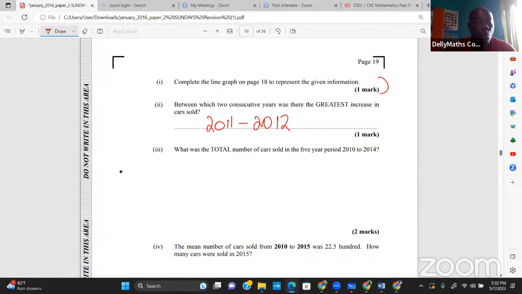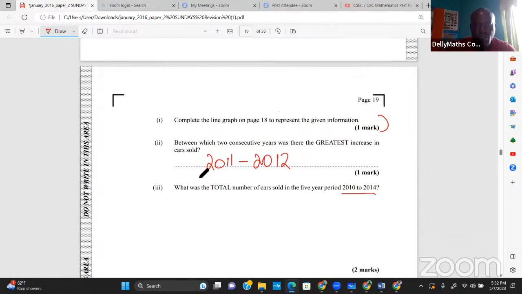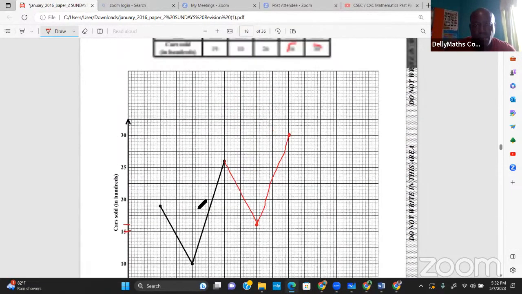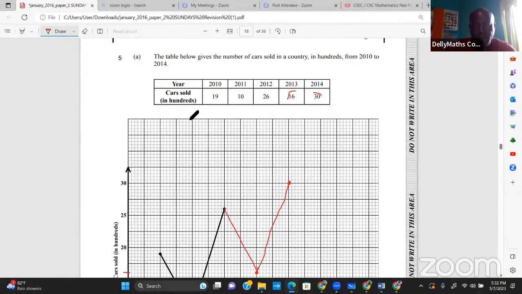Continue moving. What was the total number of cars sold in the 5-year period? Now, what you want to do is to add up these. This says that this is cars sold in hundreds. All right, so let's add these up to know. Please add up these numbers, 19 plus, adding up all of these. All right, let's see what we get.